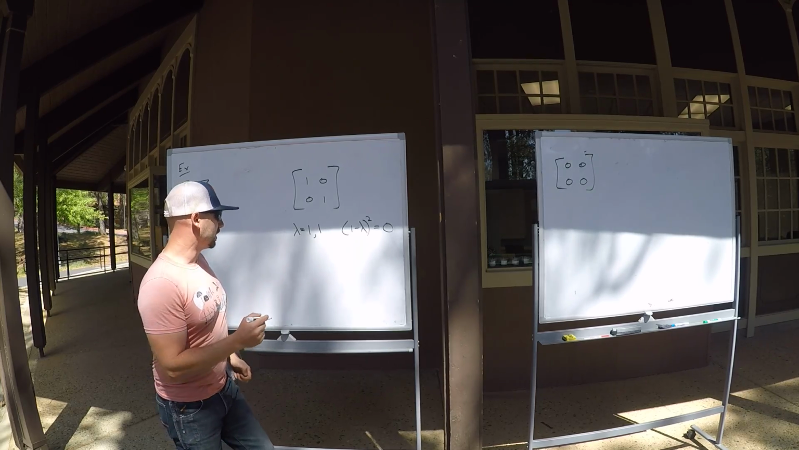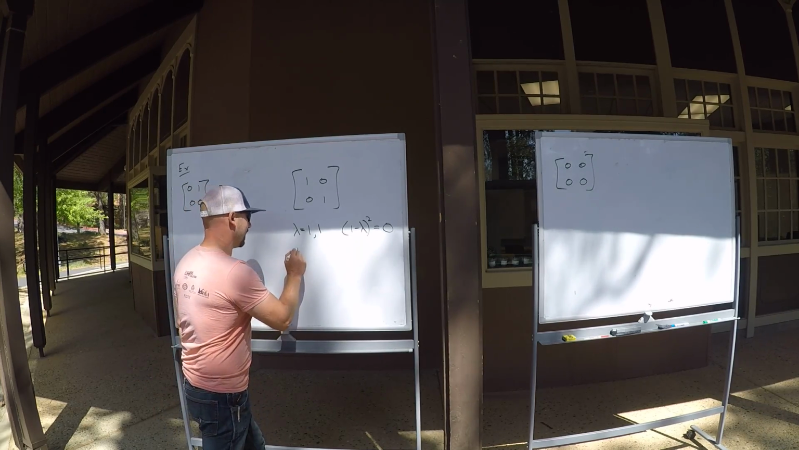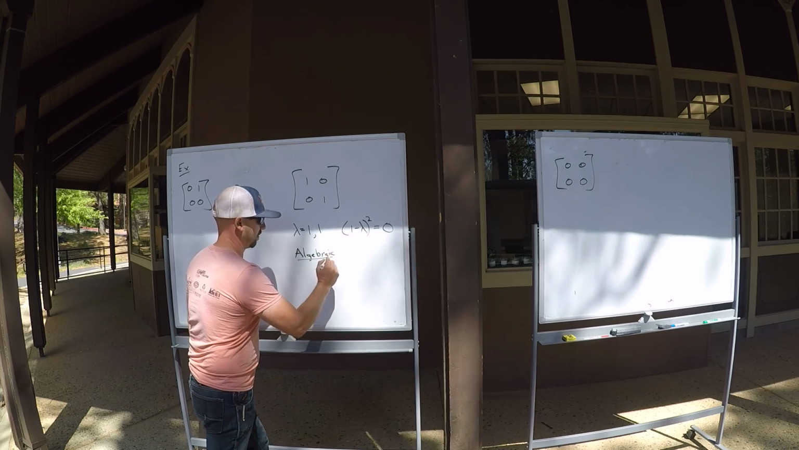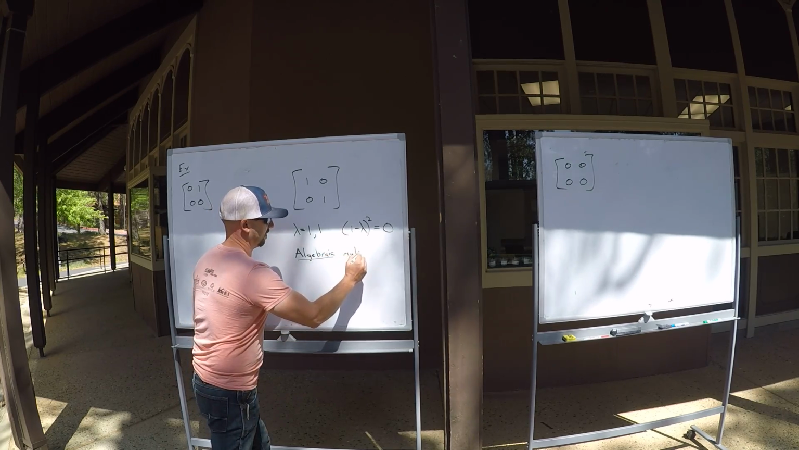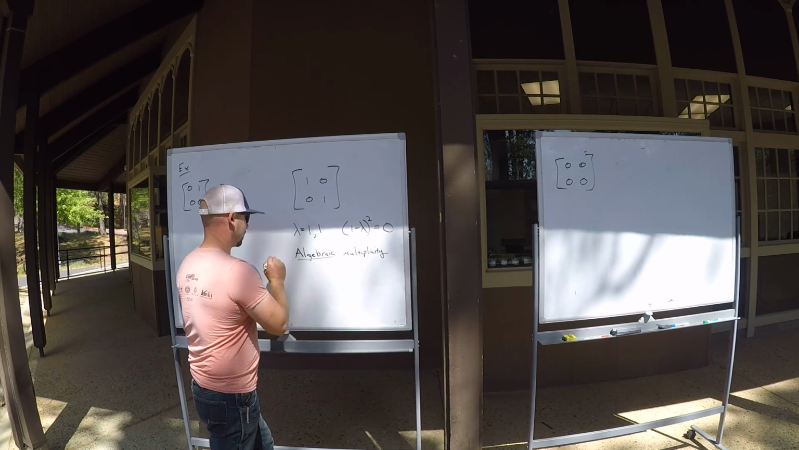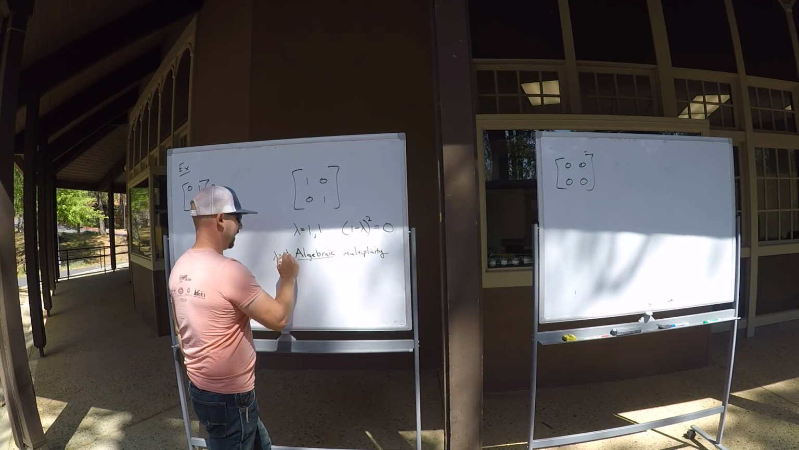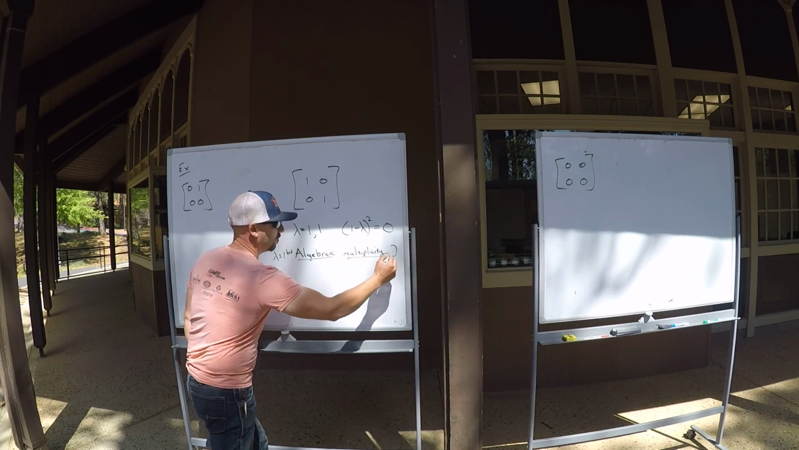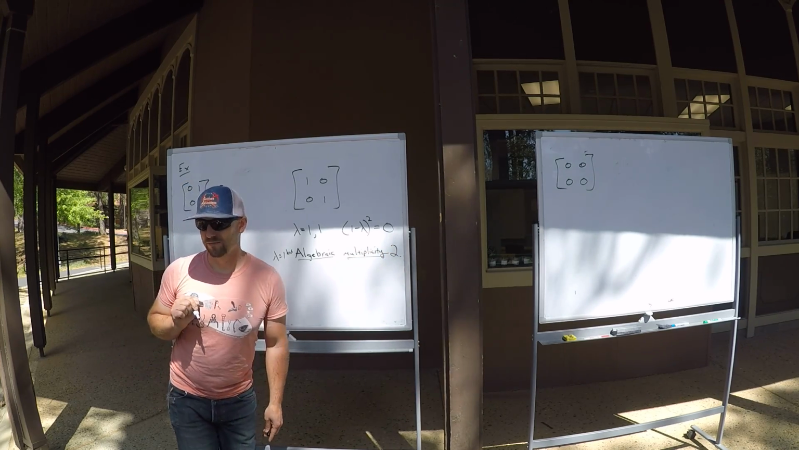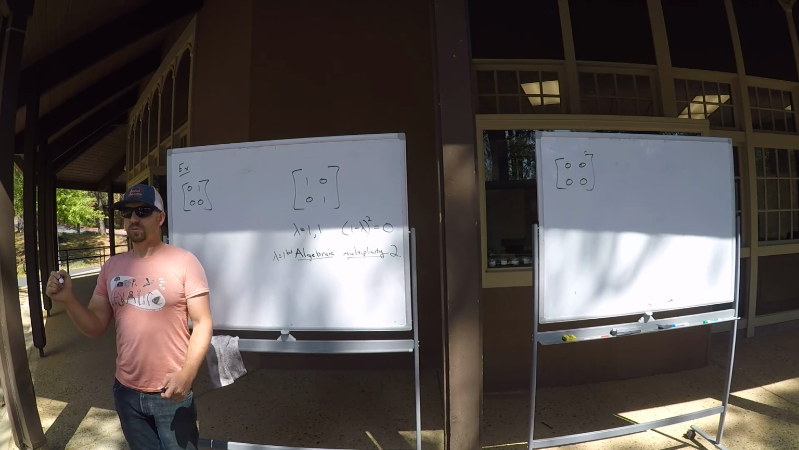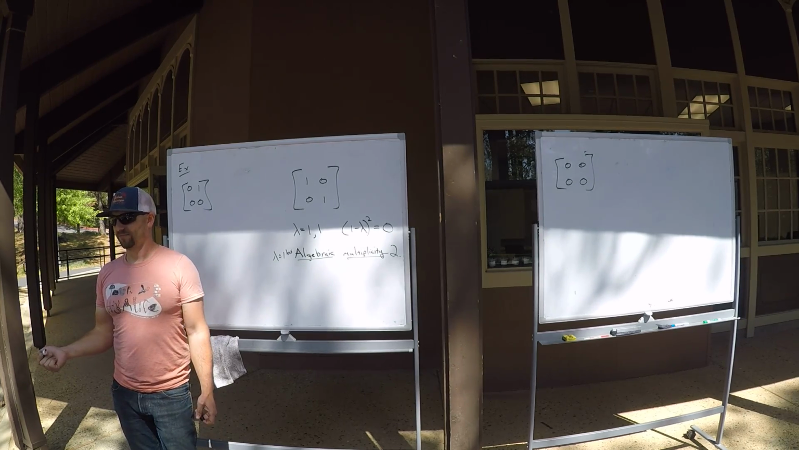This is what's called the algebraic multiplicity. So, lambda equals 1 has algebraic multiplicity 2. You guys with me on that? In the algebra, it shows up twice. Good? Okay.